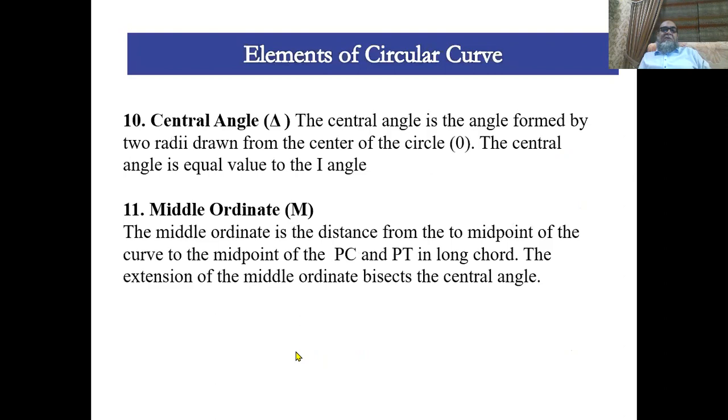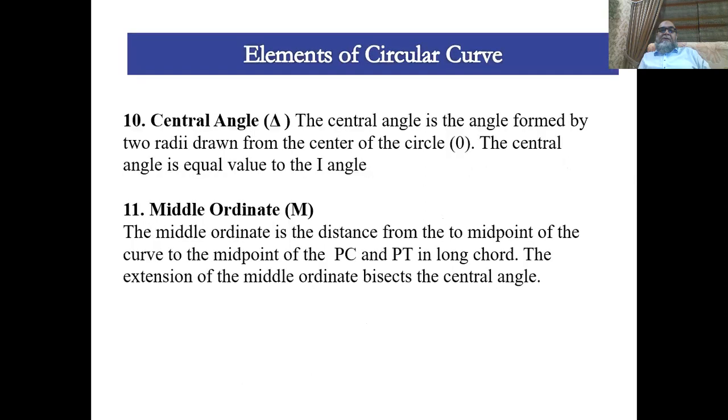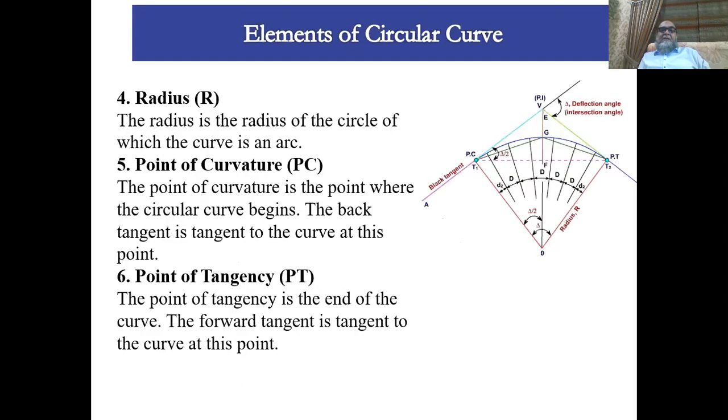Then there's the mid ordinate. The middle ordinate is the distance from the midpoint of the curve to the midpoint of the long chord between PC and PT. The extension of the middle ordinate bisects the central angle. What I mean is this distance between this point and this point is the mid-ordinate, and if I extend this to a point O, then delta will be divided into delta by 2.